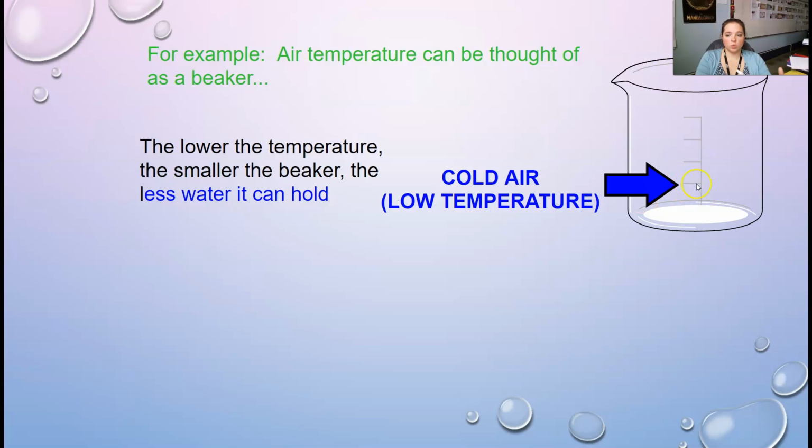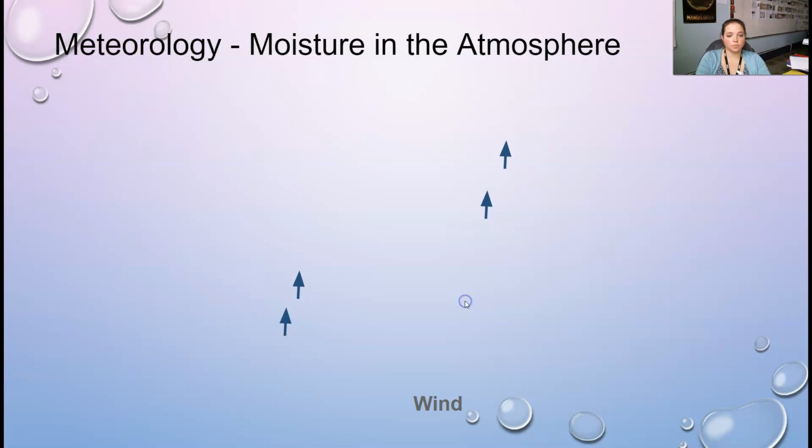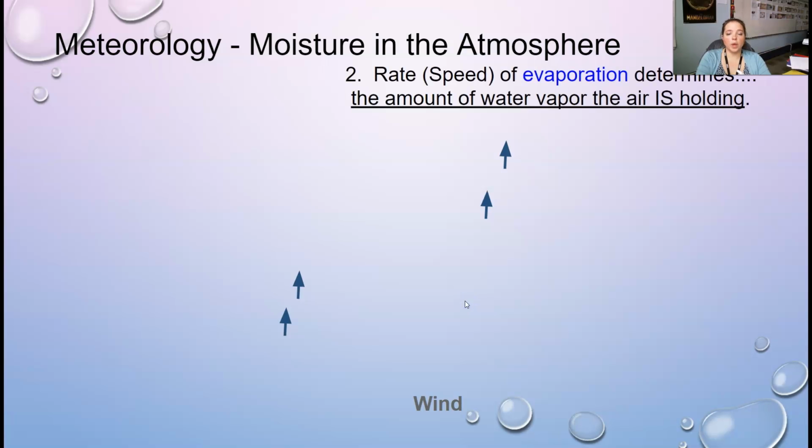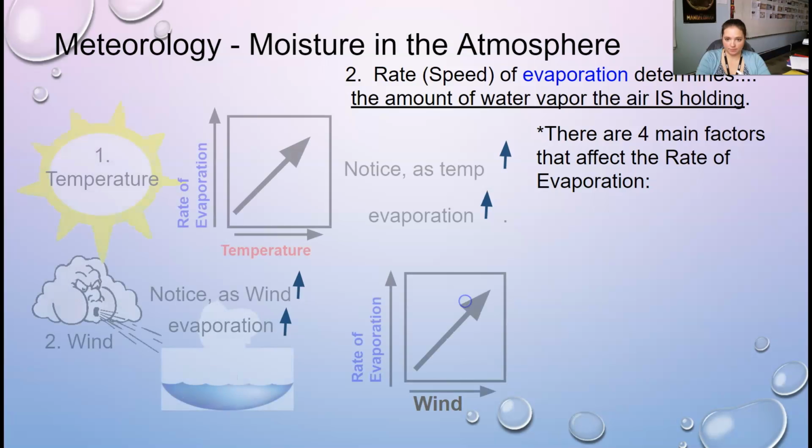So cold would be down here. The higher the temperature, the more it can hold. So imagine this one was smaller. It can hold less than this one. So the rate or the speed of evaporation determines the amount of water the water vapor is holding. There are four main factors that affect the rate of evaporation.